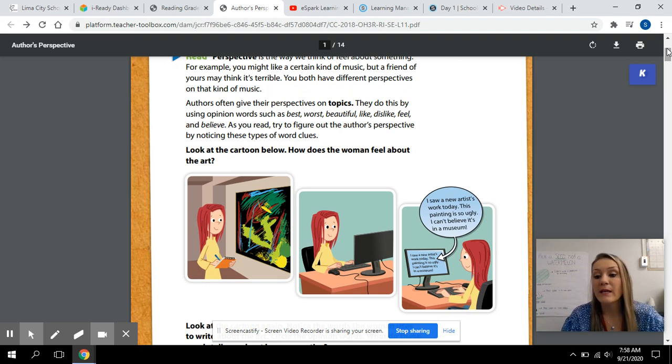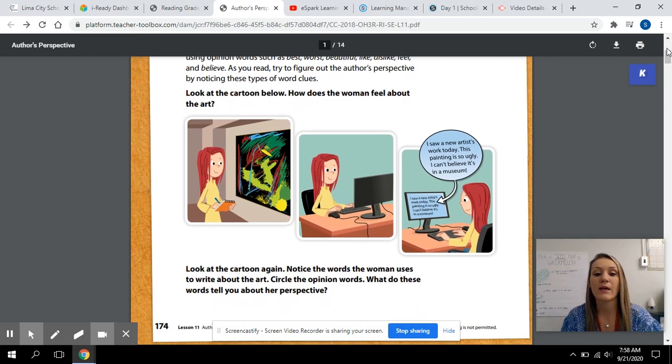So, to begin, as kind of a warm-up before we get into passages, we're going to use pictures. So we're going to look at this cartoon and identify how we think the person feels based off of what we see or read. So we see a woman looking at a piece of art. She is smiling and writing something down, so I really don't know how she feels for sure yet. And the next picture is her typing on her computer. She still has the same look on her face, so she's not giving away anything with her facial expression.